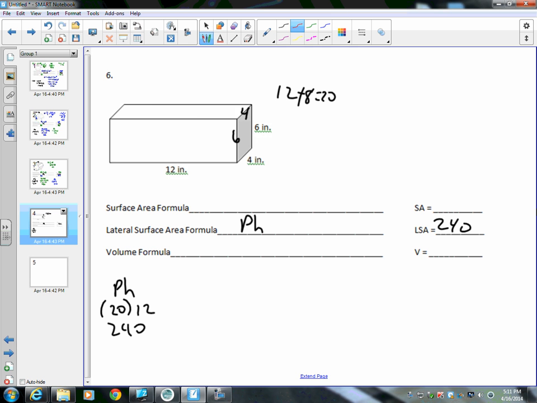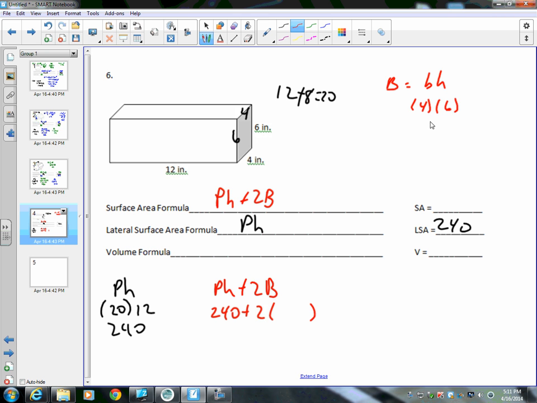Total surface area. Total surface area for a prism is pH plus 2B. pH we already know is 240. 2 times big B. Big B, area of the base. Area of the base in this case, it's a rectangle. Area is base times height. The base is 4. Height is 6. 6 times 4 is 24. So we get 24 for big B. 2 times 24 is 48. 240 plus 48 is 284. And that's our total surface area.